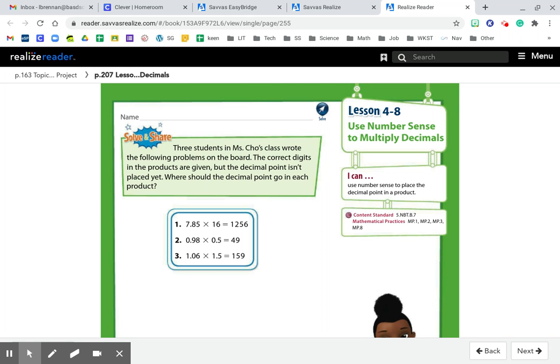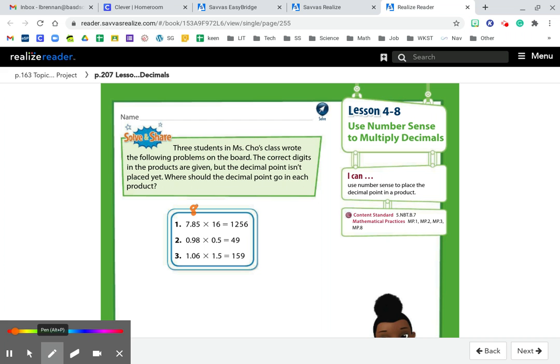3 students in Miss Chow's class wrote the following problems on the board. The correct digits in the products are given, but the decimal point isn't placed yet. Where should the decimal point go in each product? So you have to think what's happening in the problem. So if you use some estimation, that might help you a little bit.